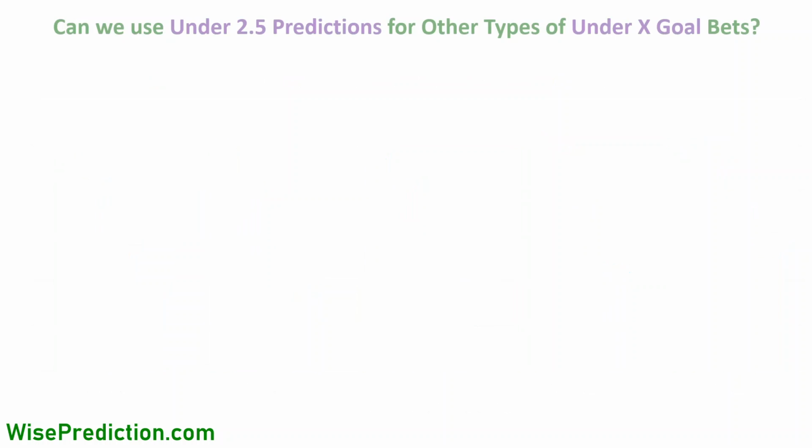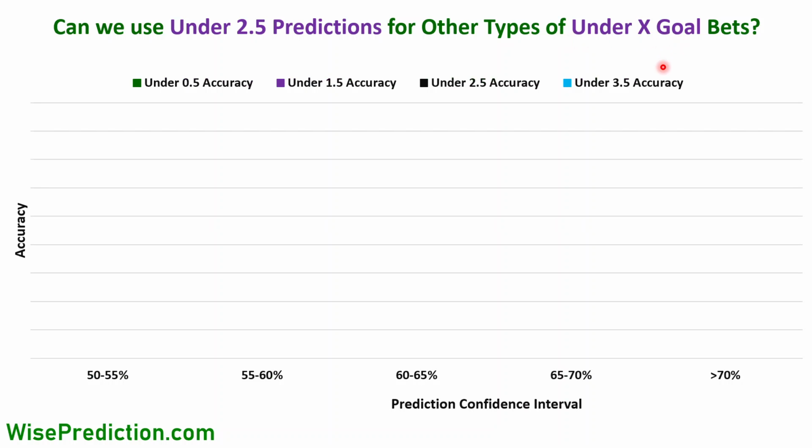What if we look at the question from the other angle for our under 2.5 predictions? Can we use those predictions for other types of under X goal bets? In this particular case, we'll be looking at the picture for under 0.5, under 1.5, under 2.5, and under 3.5 bets accuracy. If we start with under 0.5, even if the prediction happens to be under 2.5, and even if the prediction confidence goes up, we're not really seeing promising results here. The accuracy starts from 7.6%, and it continues with 8.7, 9.2, and 10%.